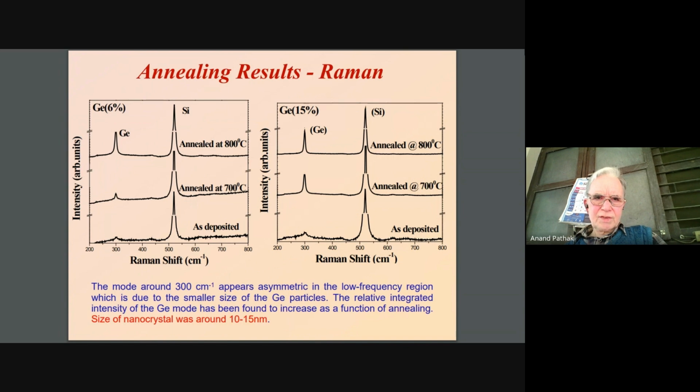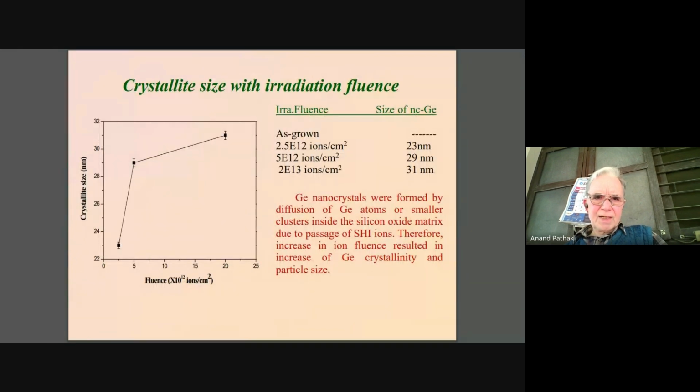Okay, so you can see the creation of germanium here. This is important: as you go to higher and higher fluence, the size of the germanium nanoparticles is increasing. This is the most important slide of this part. As you increase the fluence, the number of atoms and the amount of radiation increase, and the size of the germanium nanoparticles increases. So as a function of fluence, the size of nanoparticles created is increasing.